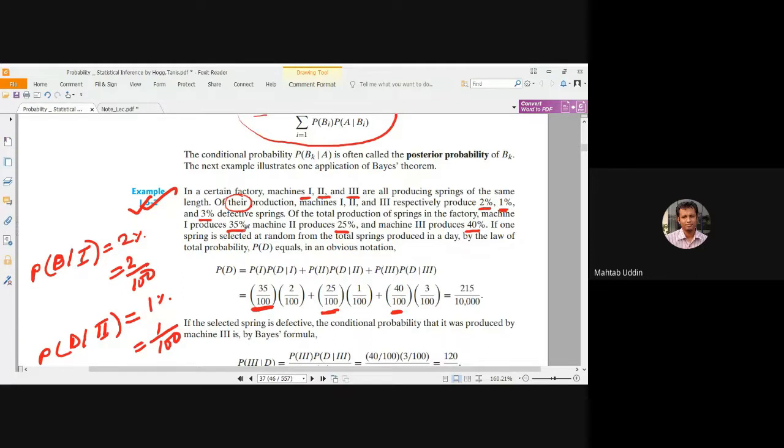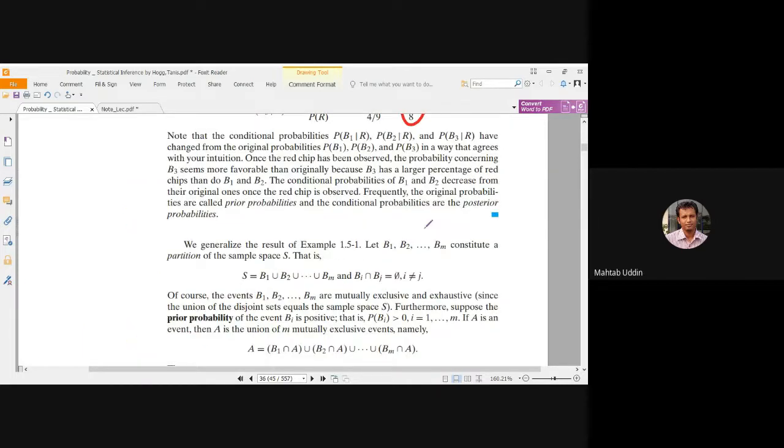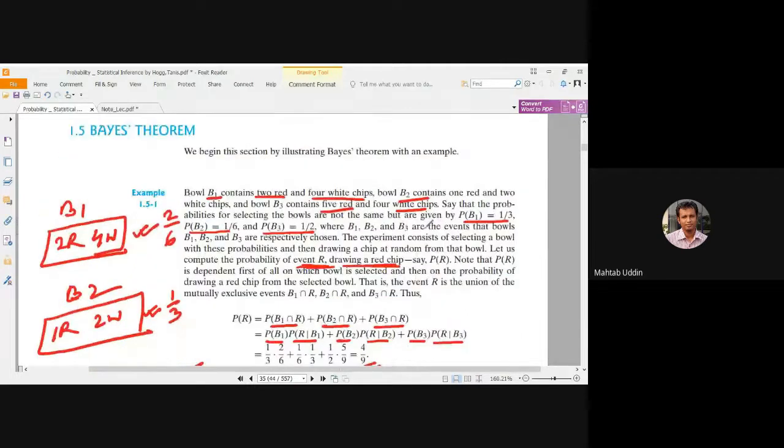You can see 35%, 25%, 40% equal to what? 100%. That means the selection of the machines, the selection of the sources, are 100%. Like here, the selection of the ball is 100%. You can see selection of ball is 1 by 3 plus 1 by 6 plus half, right?